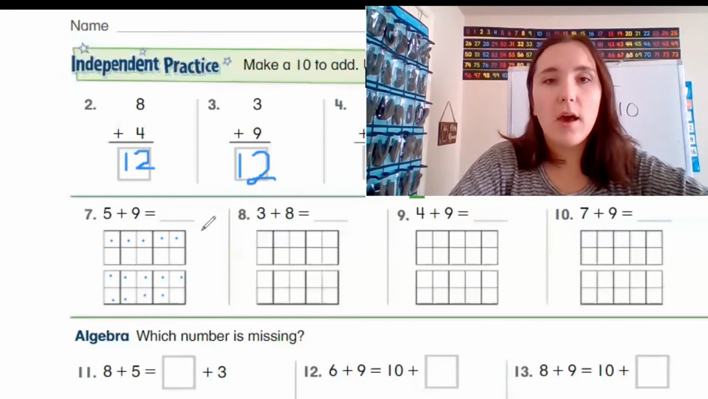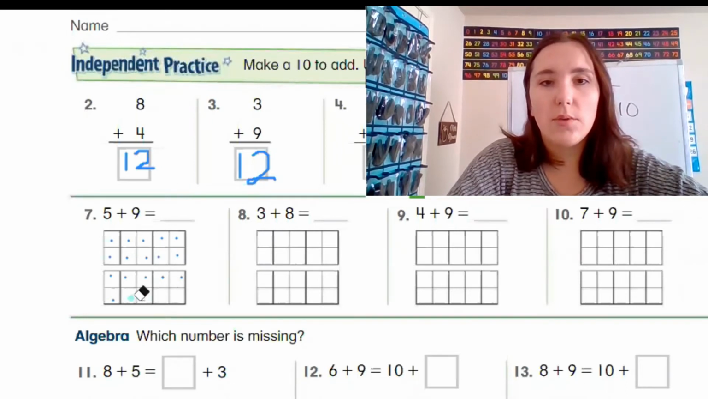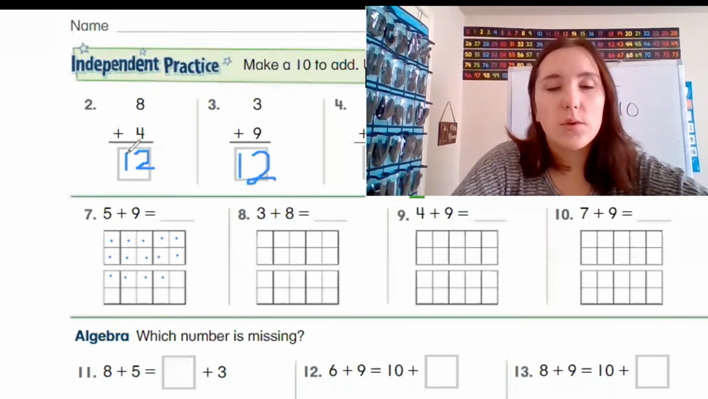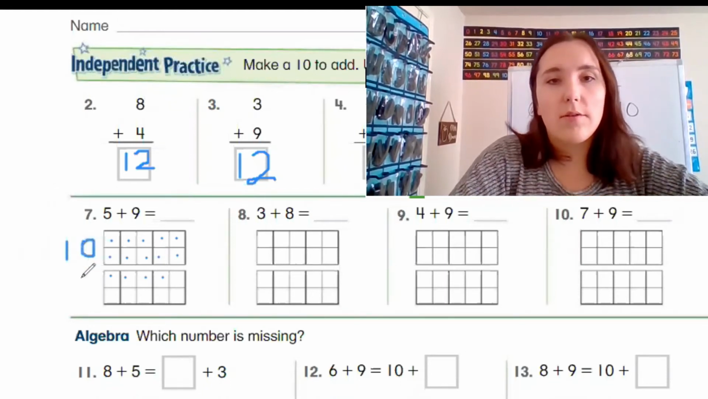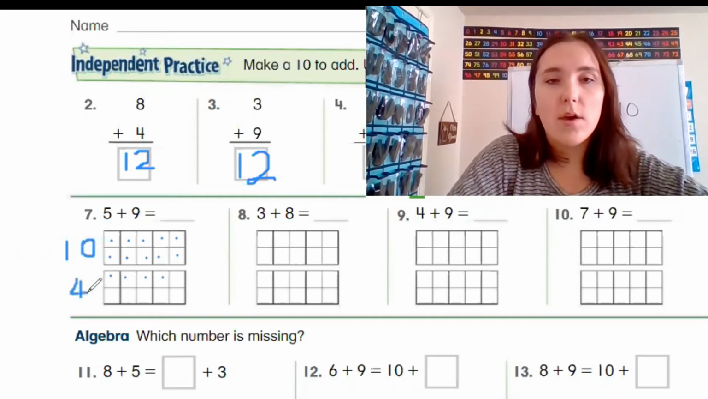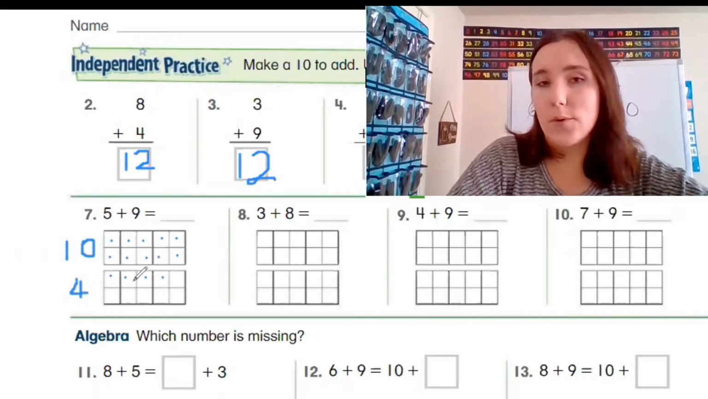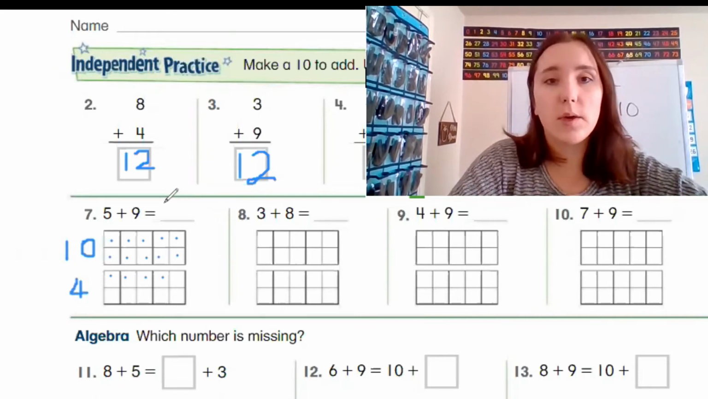Now, how many of the 10 frames down on the bottom do I need to move up to the top? 5. So let's go ahead and move up 5 of those dots. So 1, 2, 3, 4, 5, and I'm going to erase mine on the bottom. So I'm going to erase 1, 2, 3, 4, 5. So now I have 10 and 4. So 10 plus 4 is what? 14, which means 5 plus 9 also equals 14.